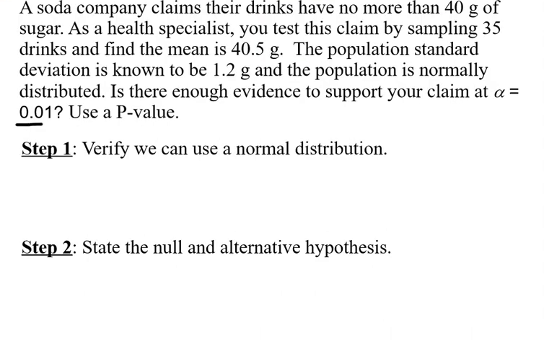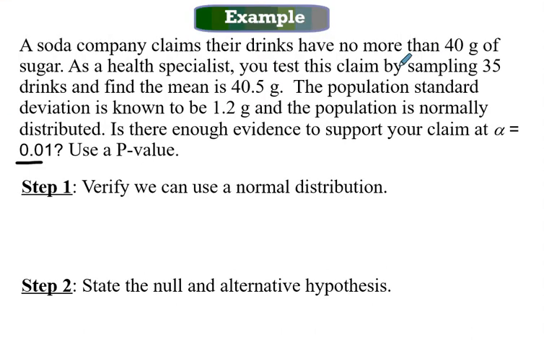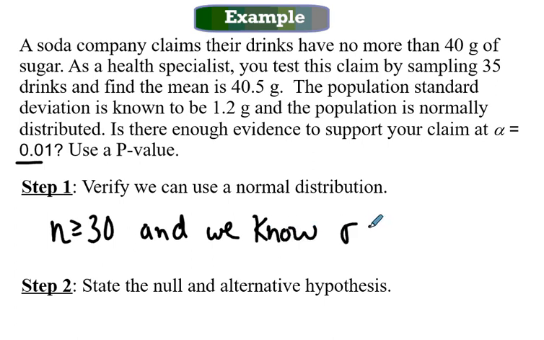We're going to use a p-value. So we can see that it's bigger because their claim is that it has no more than, so that's going to be 40 or less. Is 40.5 big enough? Well, we're going to find out. So first thing, verify that we can actually use a normal distribution. Well, it was shared with us that we have a sample of 35 and we know the population standard deviation. So n is greater than or equal to 30, and we know the population standard deviation is 1.2.